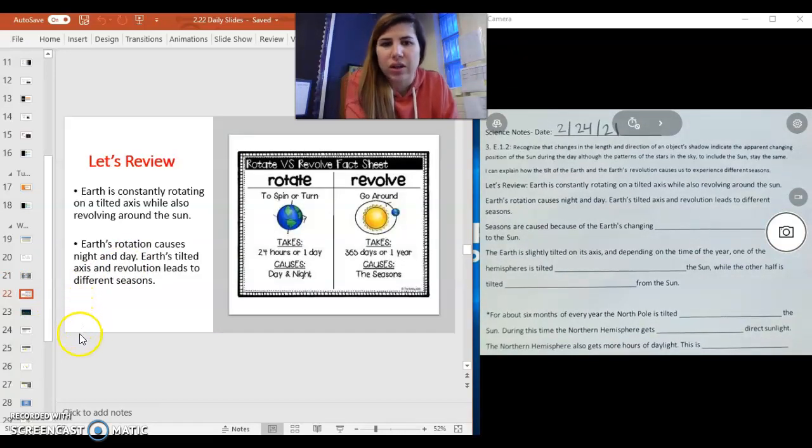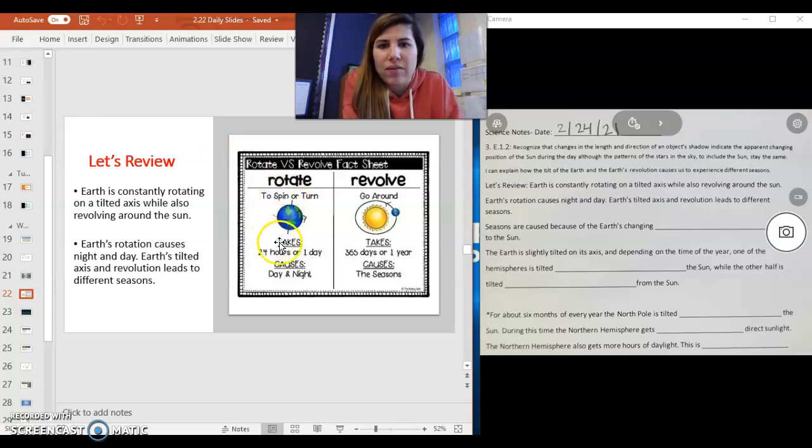So just to get us started, we're going to review. Last time we talked about how Earth is constantly rotating on a tilted axis while also revolving around the sun. So the Earth is always moving in two different ways. And we've learned how Earth's rotation is why we have night and day. When the Earth turns away from the sun, we are experiencing nighttime during that time because we're in Earth's shadow. And when the part of the Earth that we're on turns toward the sun, we are experiencing daytime because we are in the direct sunlight of the sun.